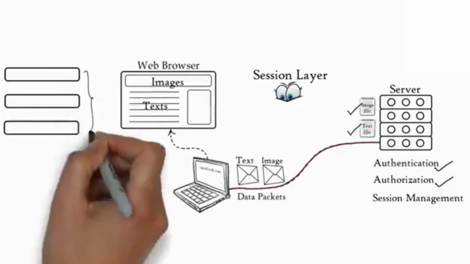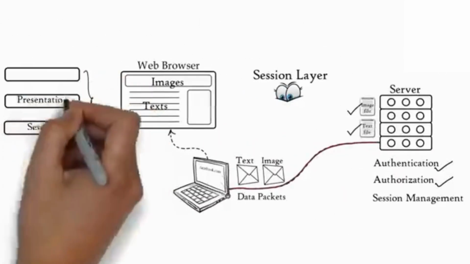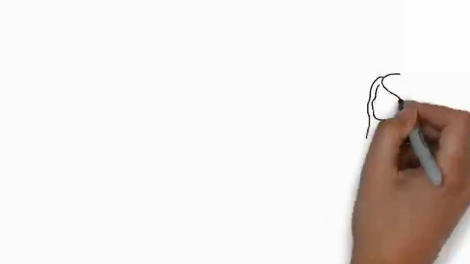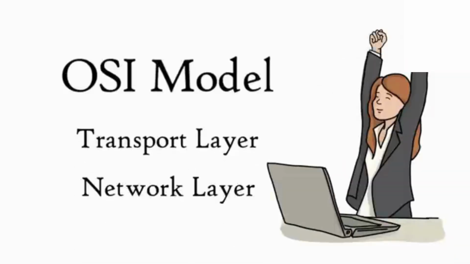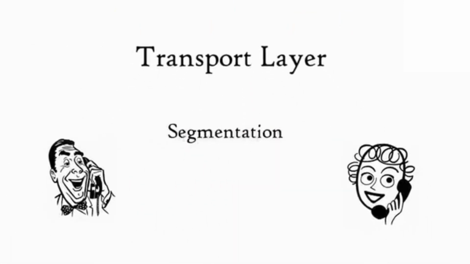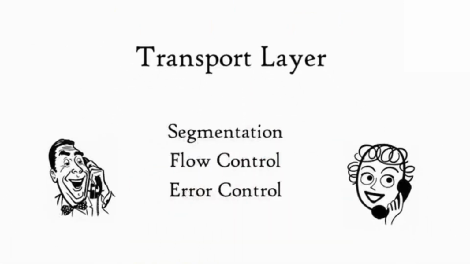Your web browser performs all functions of the session, presentation and application layers. The layer below the session layer is the transport layer. The transport layer controls the reliability of communication through segmentation, flow control and error control.